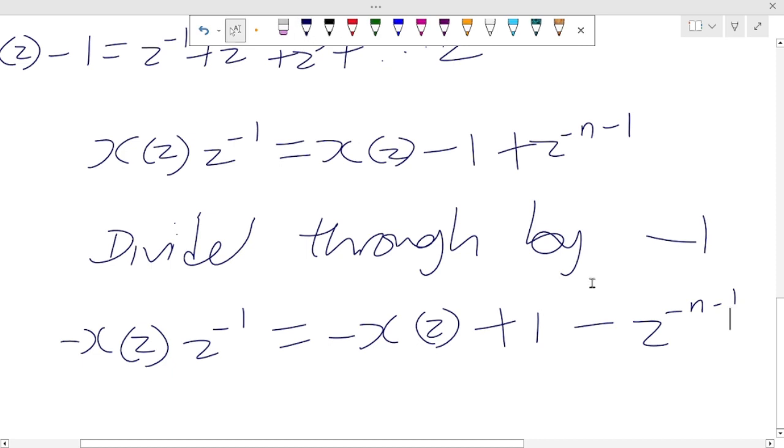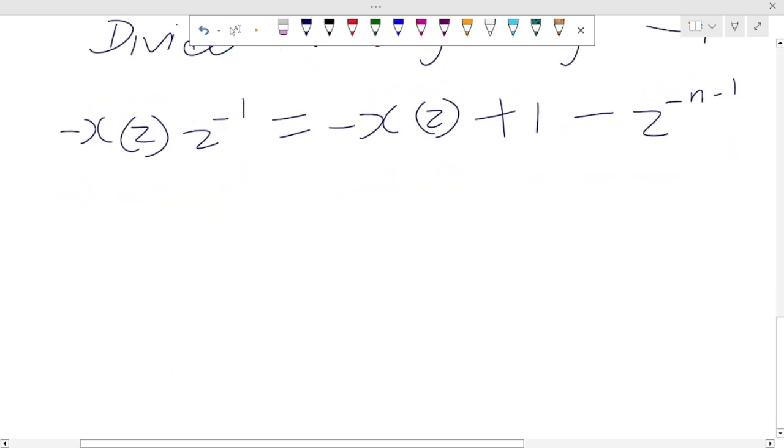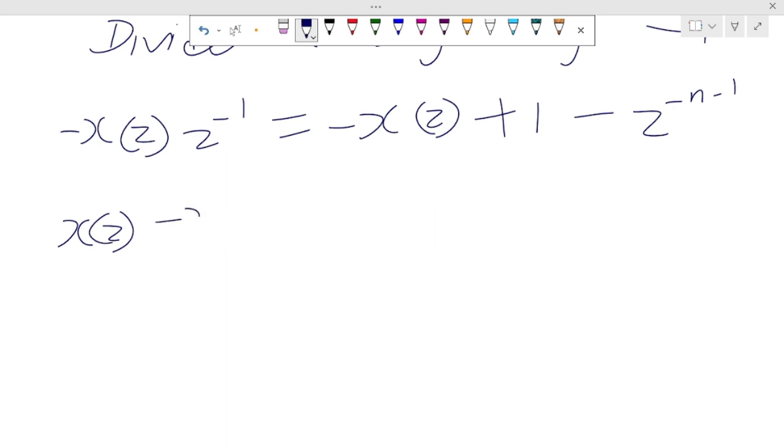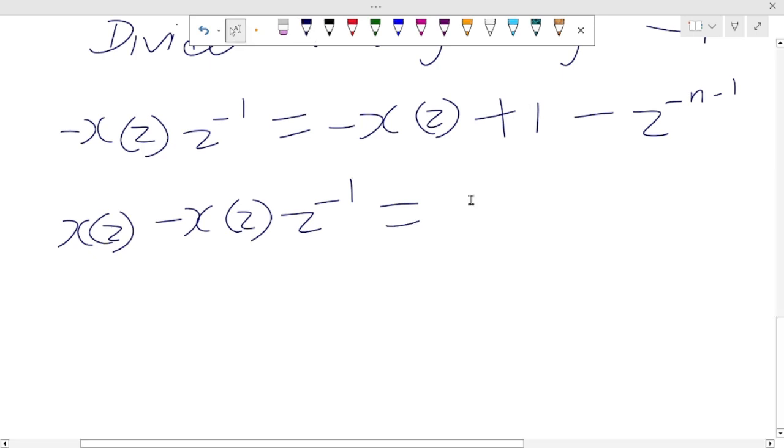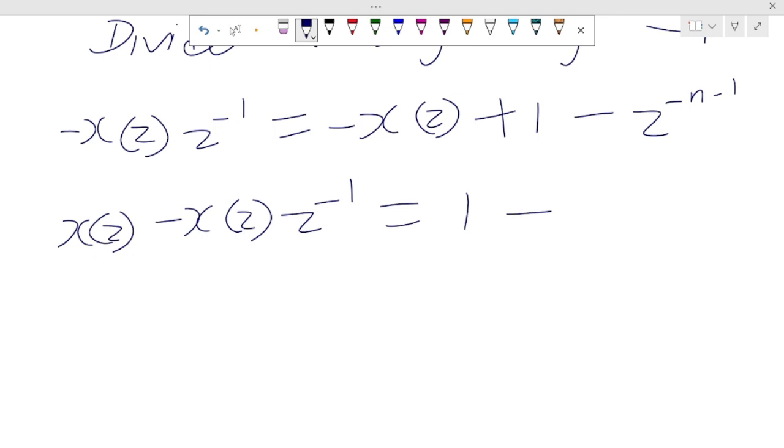Okay, now we can do what? We can move this one this way. So it now becomes what? X of z, then we'll bring this one down to give us what? Minus x of z times z minus 1 equals, then this guy we just drop down, which is what? 1. Then we just drop the other one also.